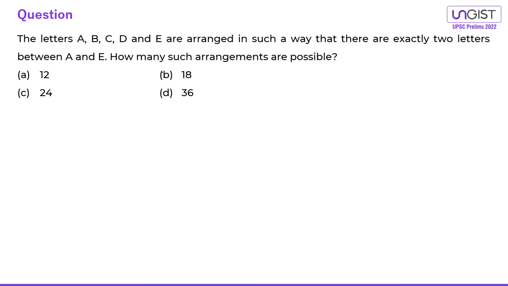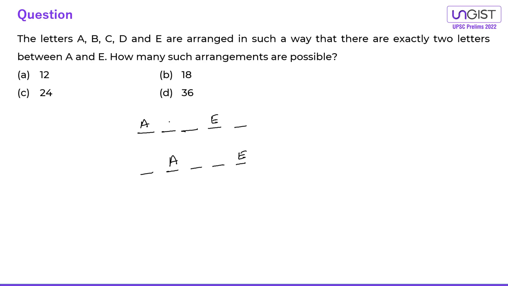Next question says, the letters A, B, C, D, E are arranged in such a way that there are exactly two letters between A and E. How many such arrangements are possible? All right, so these are five letters, A and E. So there are two letters between A and E. So A can come to the first position, or A can come to second position. It is like this. Okay.